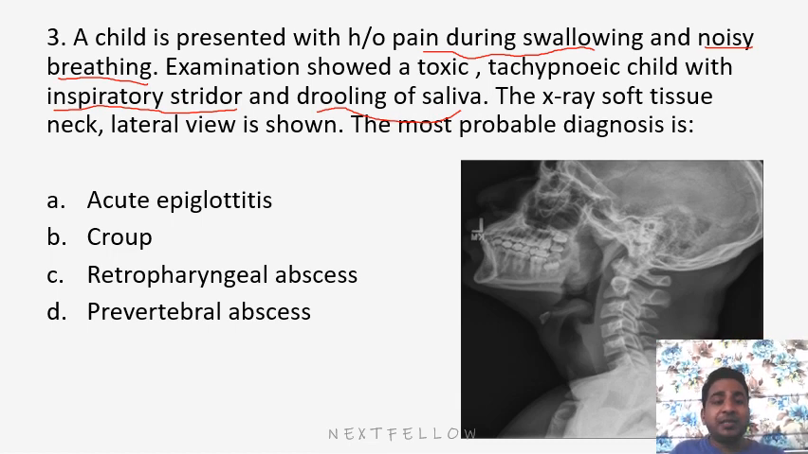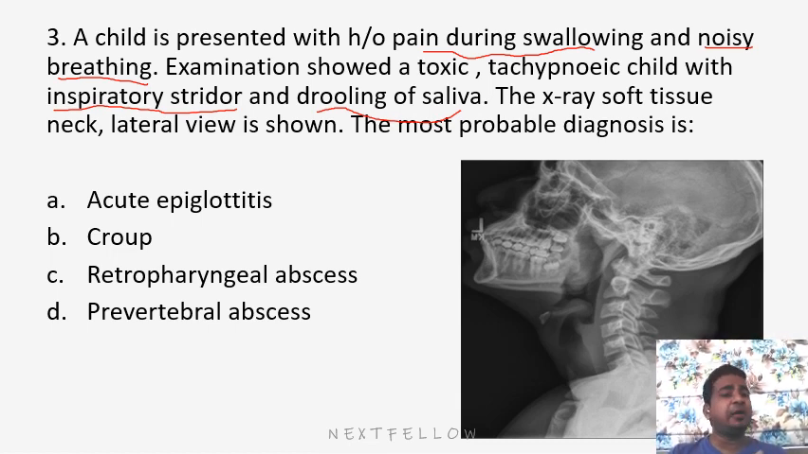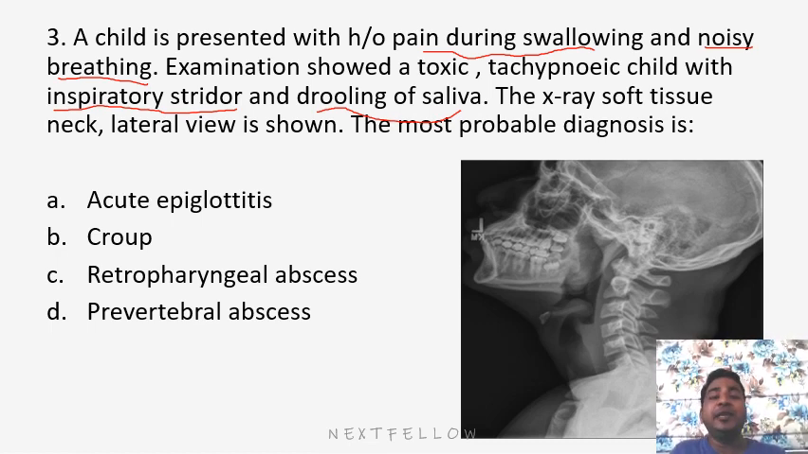So what do these points suggest? I have a basic idea from these points that the pathology is affecting my swallowing movements as well as my breathing tube, or the breathing system. So I can think that the pathology is at the level of the oropharynx or hypopharynx, which can affect both swallowing and breathing. Now the X-ray soft tissue neck lateral view is shown.